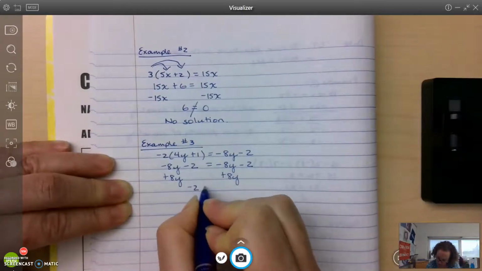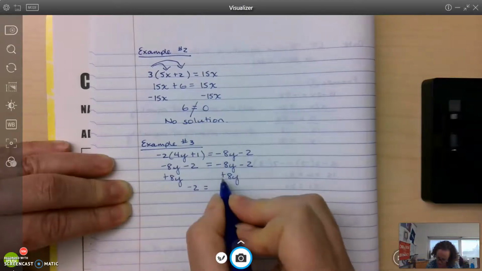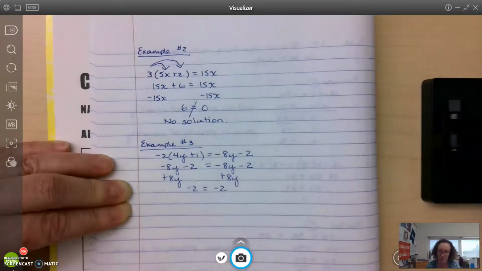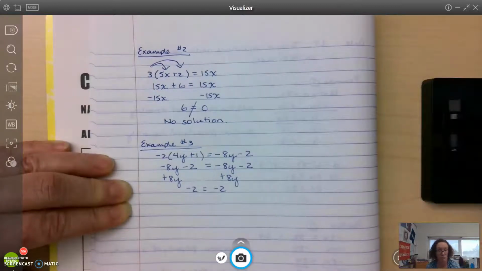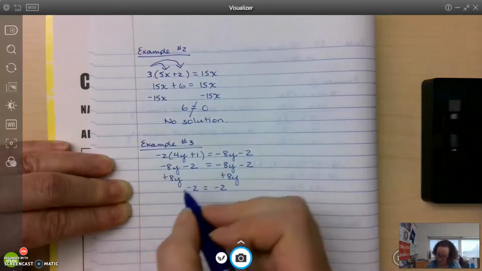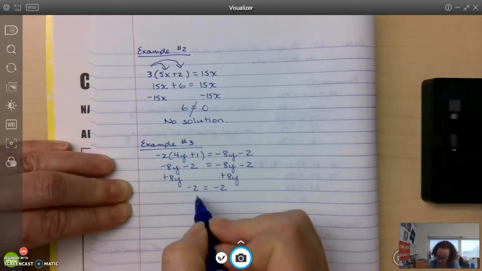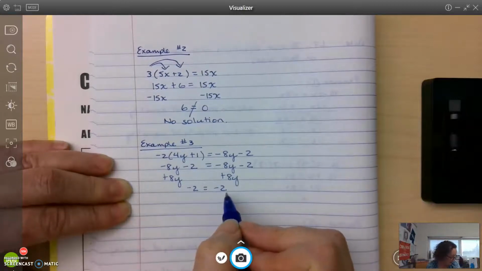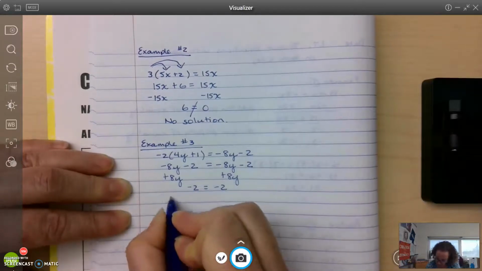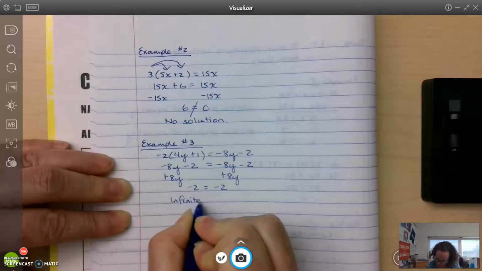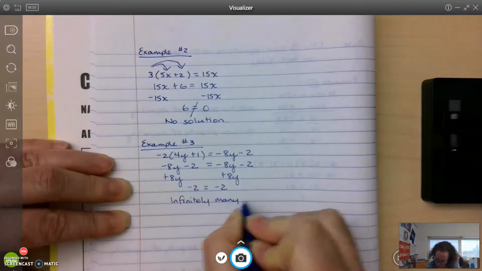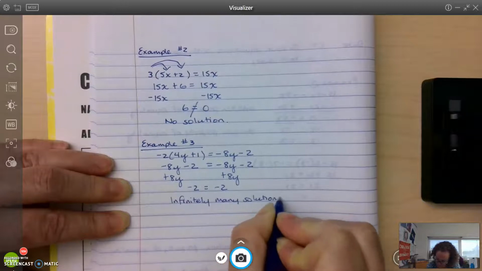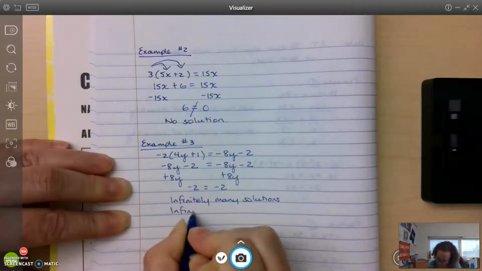And I end up with negative 2 equals, okay, well, this goes away. So negative 2 equals negative 2. Is that true? Yes. And is it always true? Does negative 2 always equal negative 2? Yes. So when I have a situation where I've solved the equation and my variables actually went away, and all I'm left with is negative 2 equals negative 2, which is true, this is called infinitely many solutions. Or sometimes we just say infinite solutions.